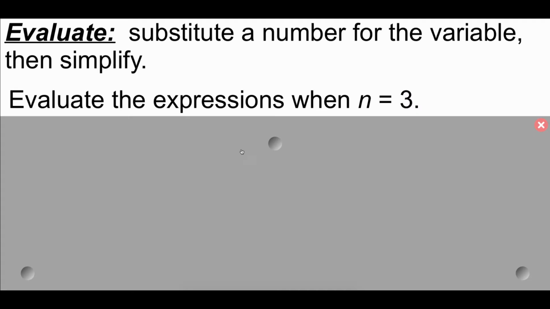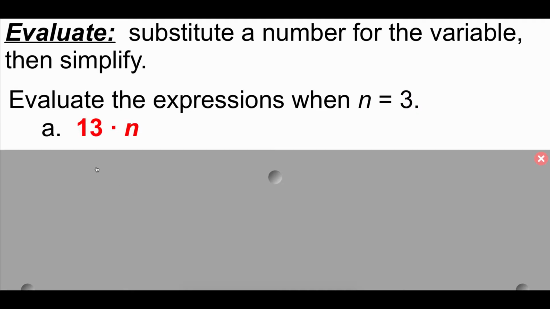the number 3. So as we look at this first one, we've got 13 times n, but we're supposed to plug in 3 for that n value. So if we do that, it's going to be 13 times 3. Now when we do this multiplication, this is the simplifying part, we're actually going to multiply these numbers together. 13 times 3 should give us an answer of 39.